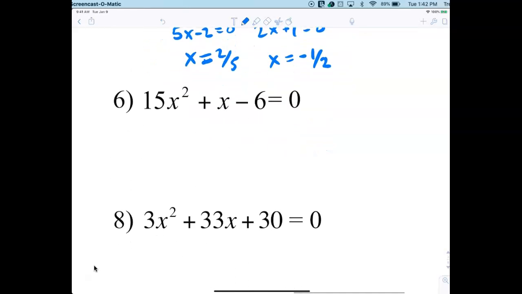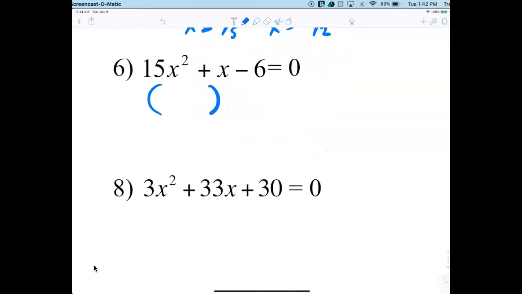All right, number 6. I'm going to walk around the room and double check you. Factor number 6, quickly. Let's go, chop chop.